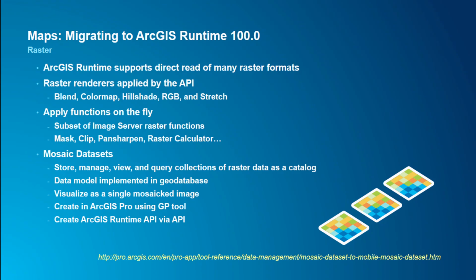There are also functions that can be applied on the fly to raster data, and if you're familiar with the image server component of ArcGIS Server, there's actually a subset of the functions of that, and these are things like pan sharpen and raster calculator, and they're applied on the fly to the raster data by the API. They don't make any change to the underlying data itself, just accessed and applied via the API.